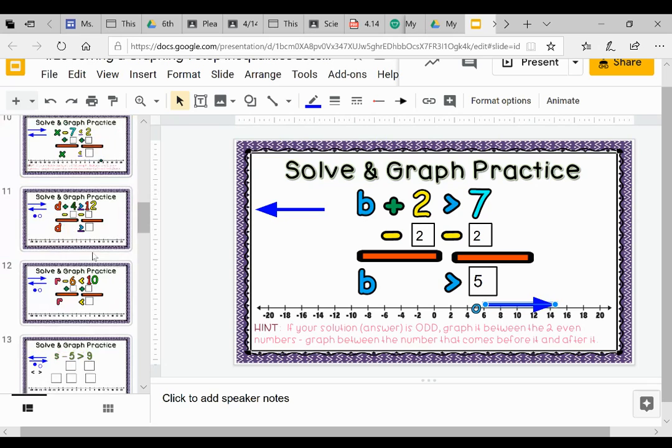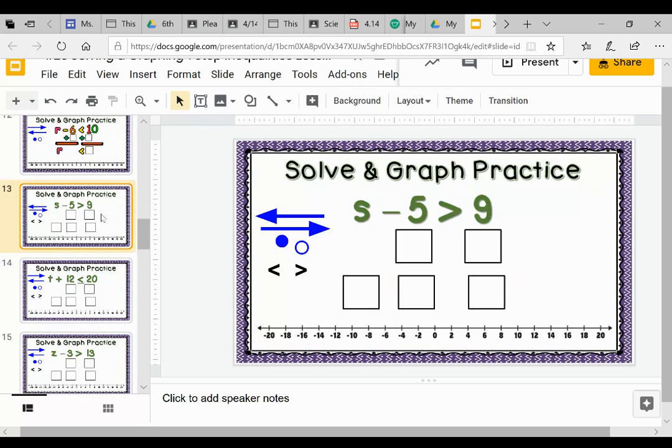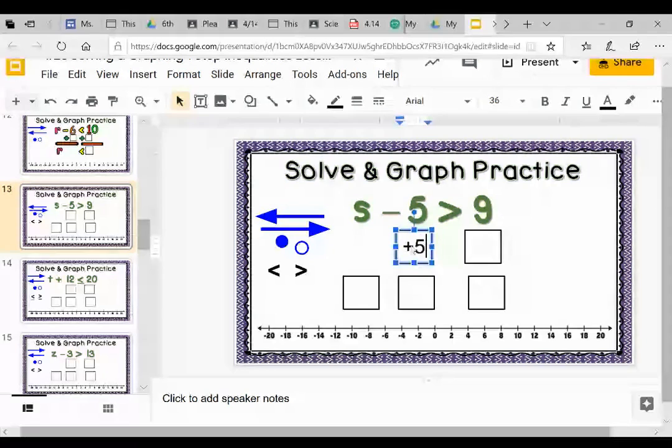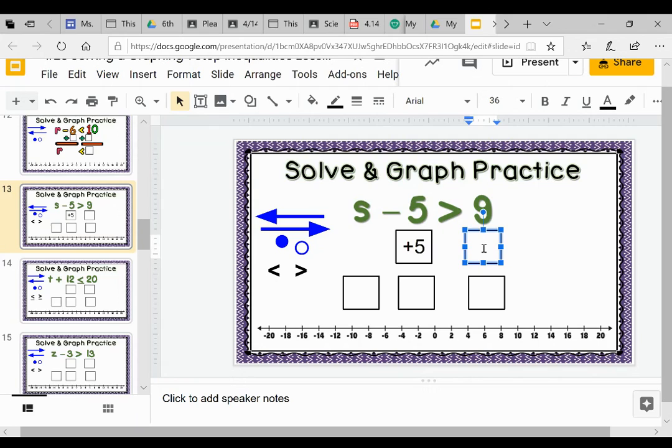For your second part of your assignment, you have a few more boxes. You just have to add some inequality signs and some numbers. So I see the subtraction, and the 5 is on the same side as the variable, so I'm going to add 5 to both sides. So I need to put the addition sign and 5, addition sign and 5.